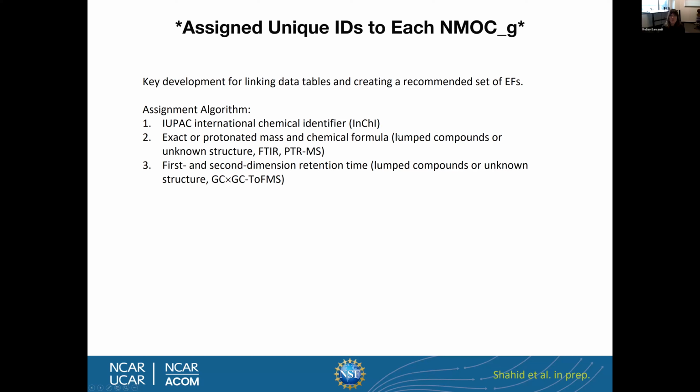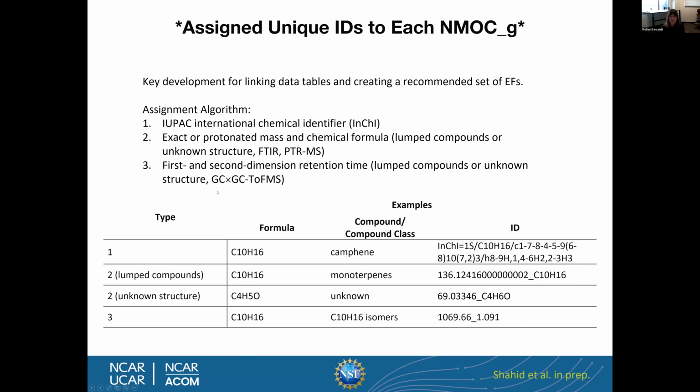This is the case when we have lumped compounds or an unknown structure, identified by, for example, FTIR and PTR-MS, right? So these would be the analytical techniques. You can't assign an InChI to lumped compounds if you don't know the structure. We also have two-dimensional gas chromatography data. In this case, we assign names based on the first and second dimension retention time. Again, this is for lumped compounds or unknown structure.